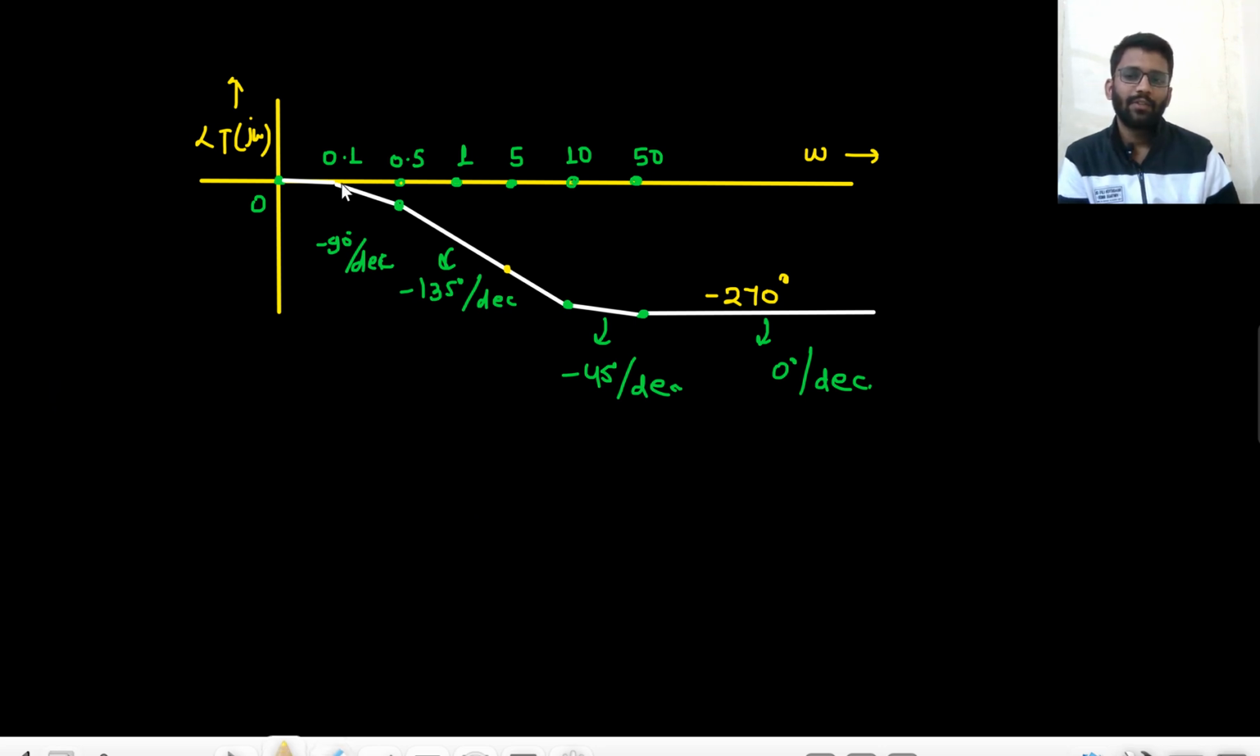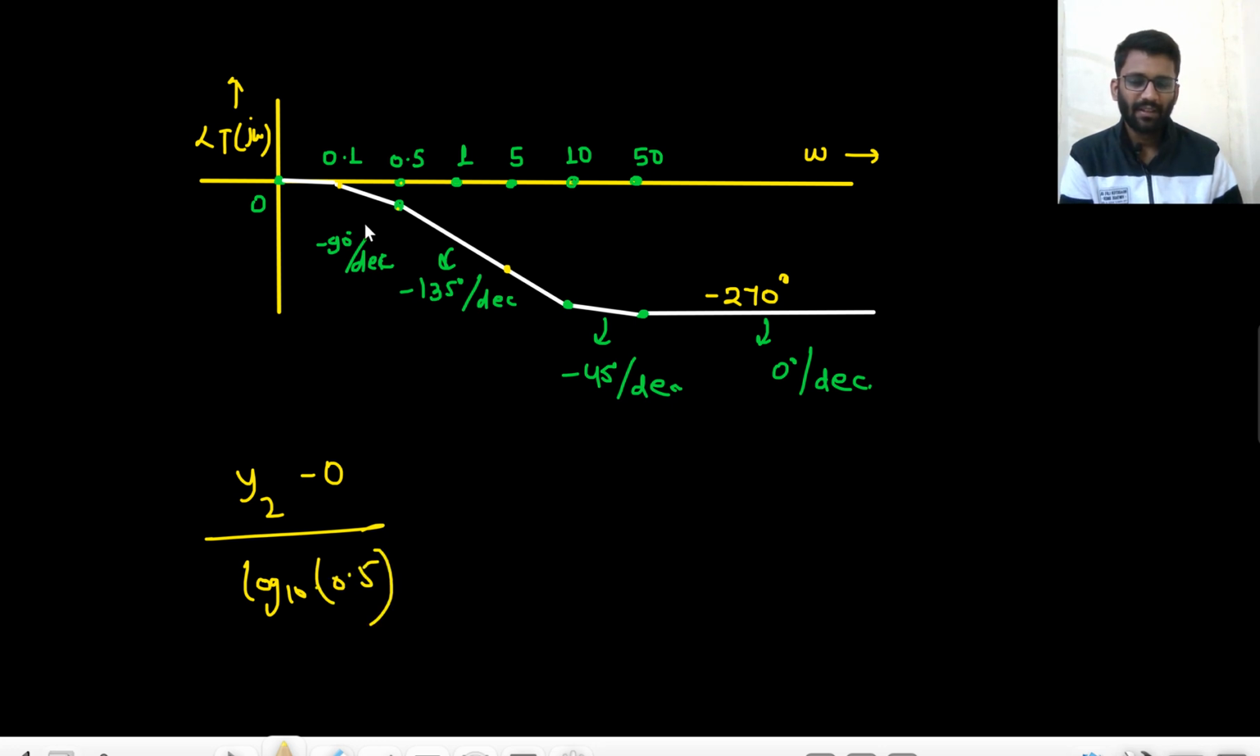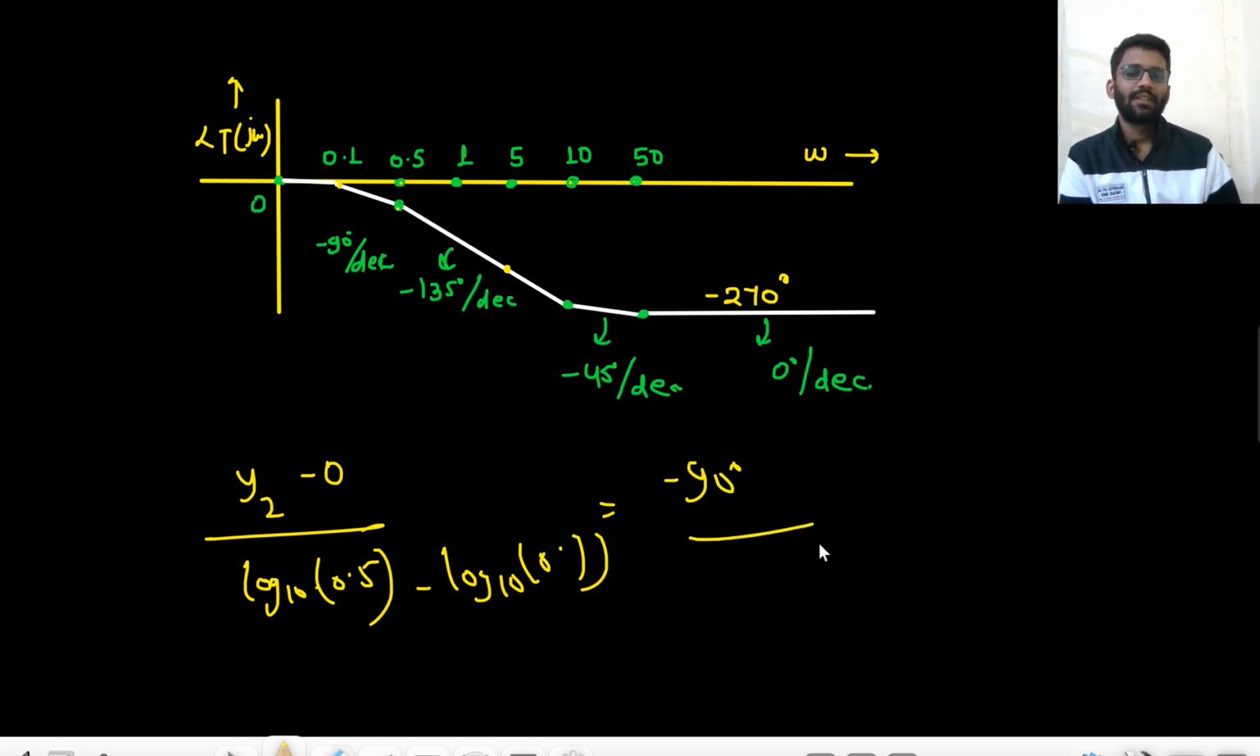Like if I know the angle of this point, I can find the angle of this point, right? I know the slope, right? This point is Y2, let's assume. If this point is Y2 minus Y1, this point is 0. Then log 10, this point is 0.5 minus this point is 0.1. Log 10, 0.1. And the slope is minus 90 degree per decade. So that's how I find it. Okay. So nearly it came minus 65 degree.